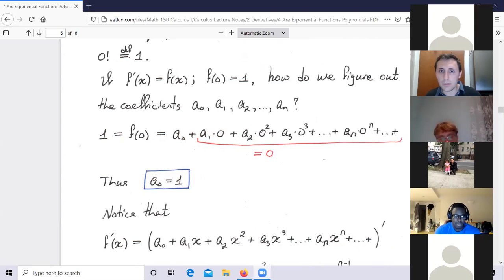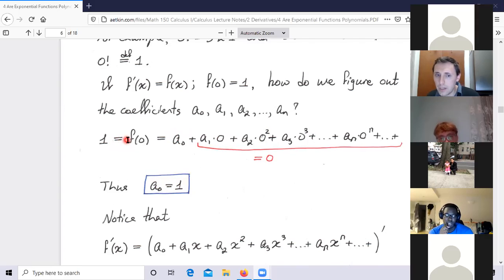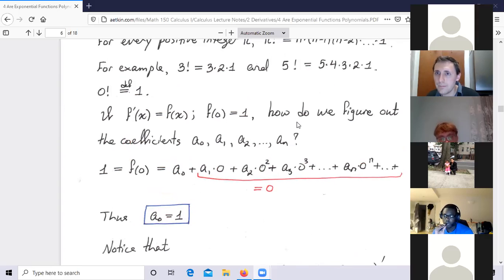Do you understand, guys, what I did? Look at it carefully. I plug in 0, I get 1. I plug in 0 into the right expression. Everything but the first term is annihilated to 0. So I have A0 is equal to 1. Are you with me? I figured out my first coefficient. Isn't it nice?